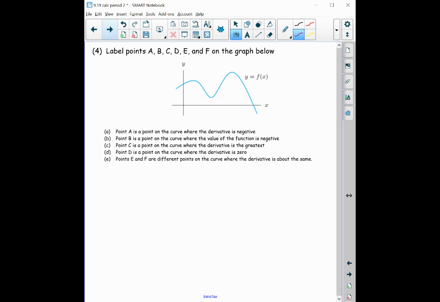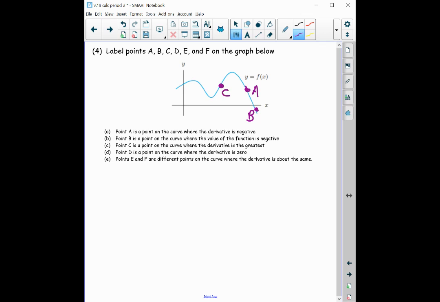With this one, you can have many different answers, but I'm going to put my point A right here. Anywhere where the function is decreasing would be appropriate for A. Point B, where the value of the function is negative, would be down here where it's below the x-axis. Point C, a point where the derivative is the greatest. I'm trying to find where the slope is the greatest. That's not going to be the maximum of this graph. I'm looking at where the slope is the steepest, and it looks like it's the steepest maybe right here. So I'm going to put C right there.